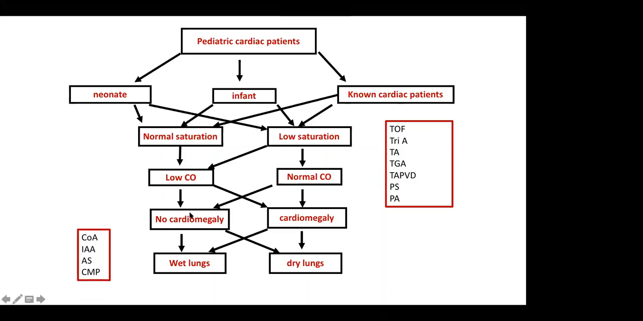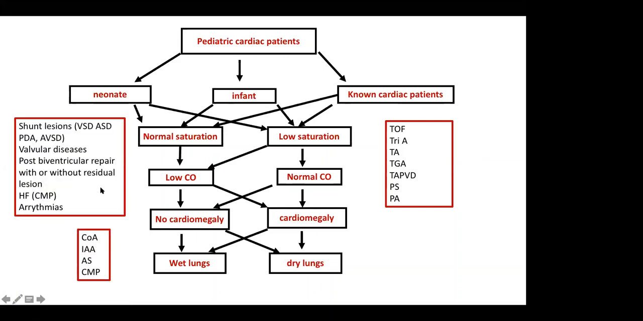However, if they are on the left side, where they have normal saturation with low cardiac output, with or without cardiomegaly and wet lung, it might be a coarctation of aorta, interrupted aortic arch, aortic stenosis, and cardiomyopathy. And you can see the first three might need prostaglandin, and for sure in the first two. Aortic stenosis might not. Cardiomyopathy, they don't need a prostaglandin. But they can be one of those shunt lesions, like a VSD and ASD, valvular disease, post-biventricular repair with or without residual lesion, cardiomyopathy, or arrhythmia.